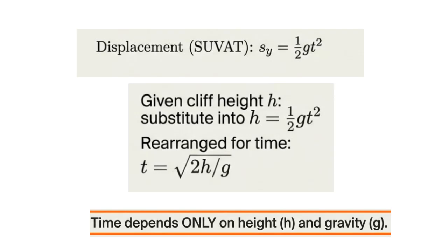As we continue, let's focus on how displacement relates to time when an object falls. The displacement equation from SUVAT is s_y equals half times gravity times time squared. If we take the height of a cliff as the displacement, we can substitute that into the equation for h, which leads us to express time as the square root of 2 times height divided by gravity. This shows that the time it takes for an object to fall depends only on the height it falls from and the acceleration due to gravity, not on any other factors. This is really important to understand when analyzing free-fall motion.